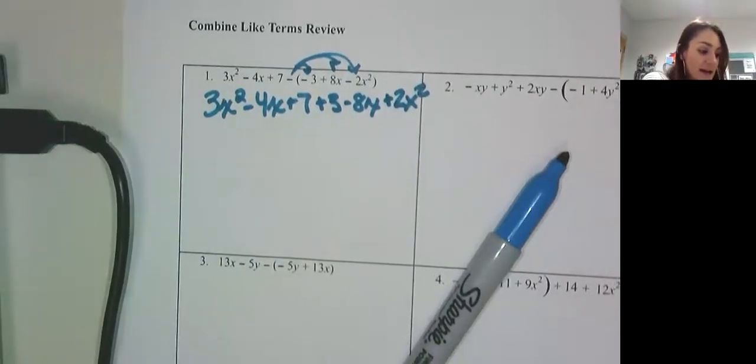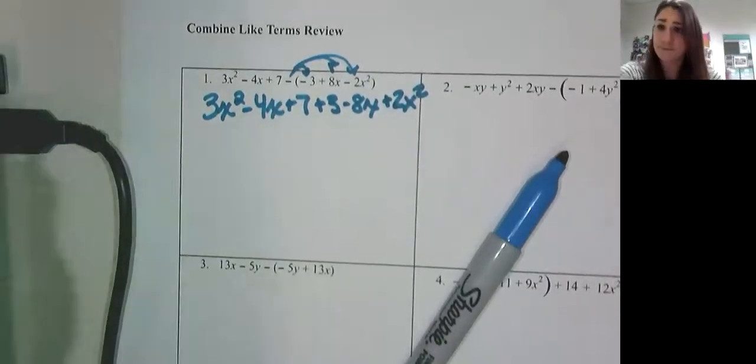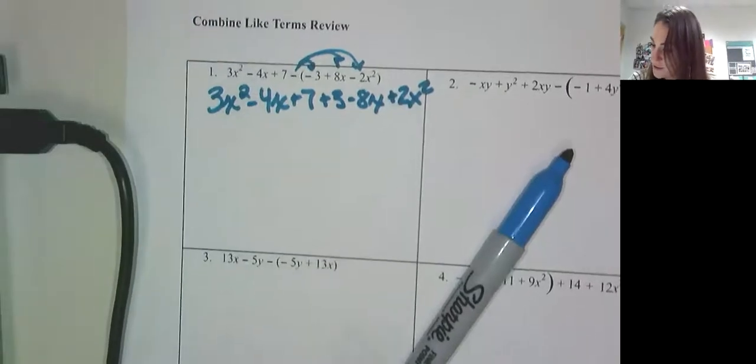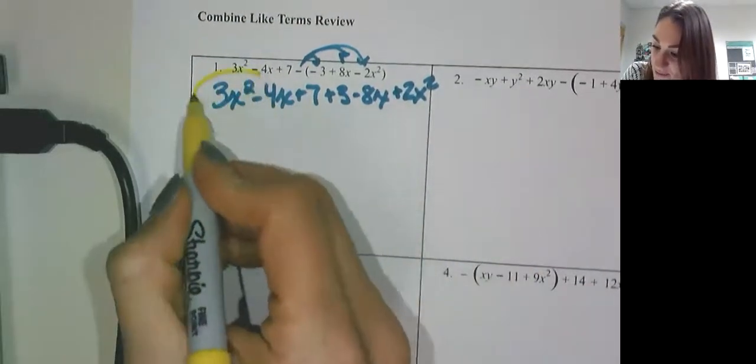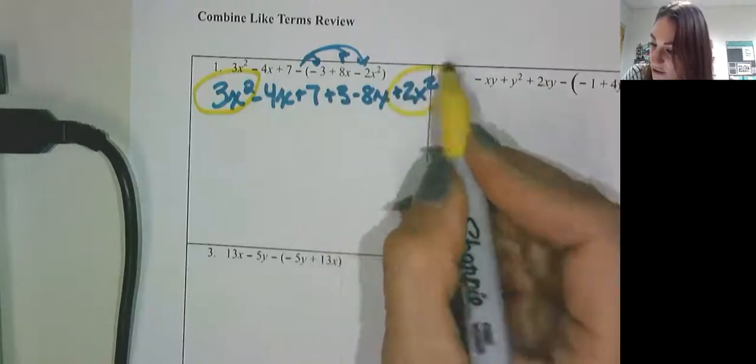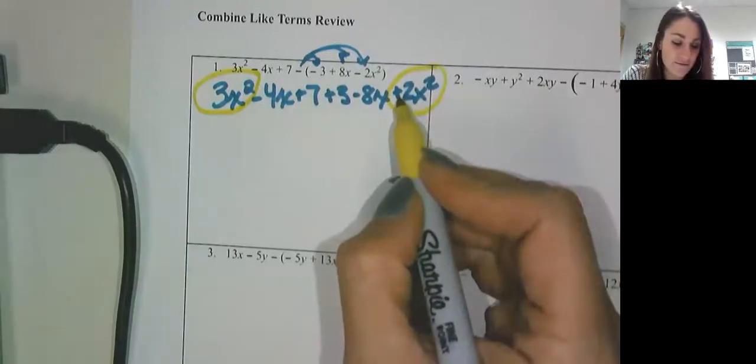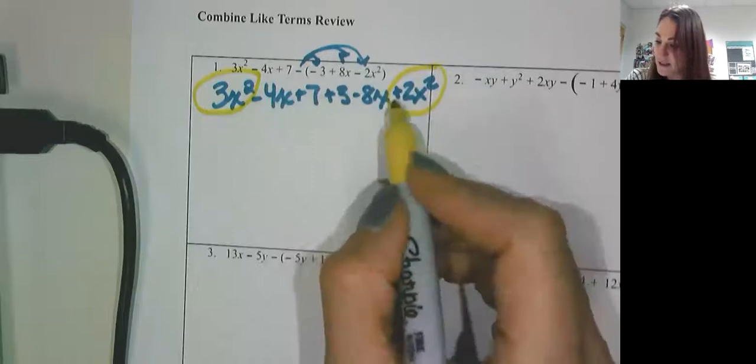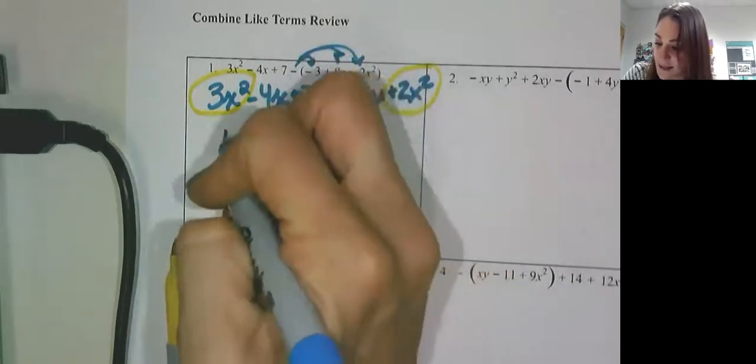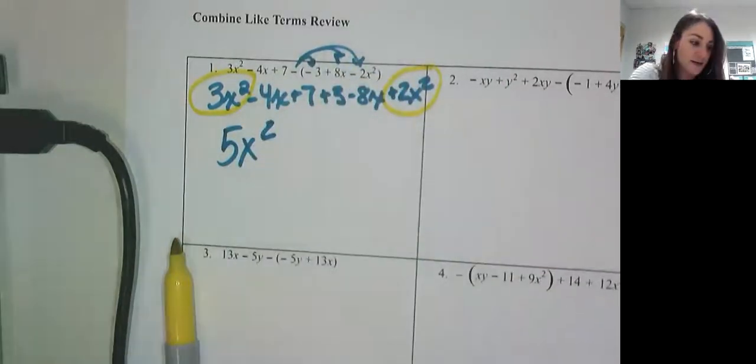So one way to help you with this is you can circle which terms look alike. Just make sure you include the sign in front of it. So we have 3x squared plus 2x squared. That's going to give us 5x squared.